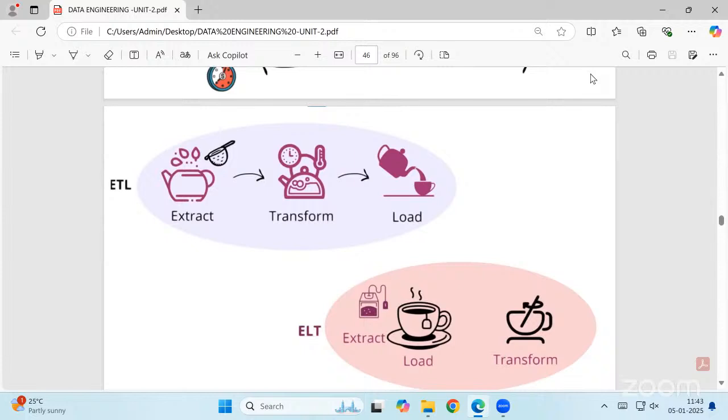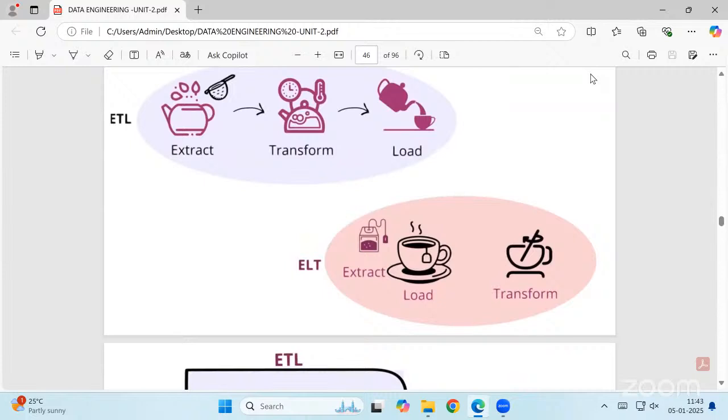Now what is ELT? Extract, load, and transform. Then what do we do? Directly take the tea bag, load it into the already hot water, and put it in. And transform. So which one is easy? Both work the same, but the order is different. What is the difference between this and this? By observation.